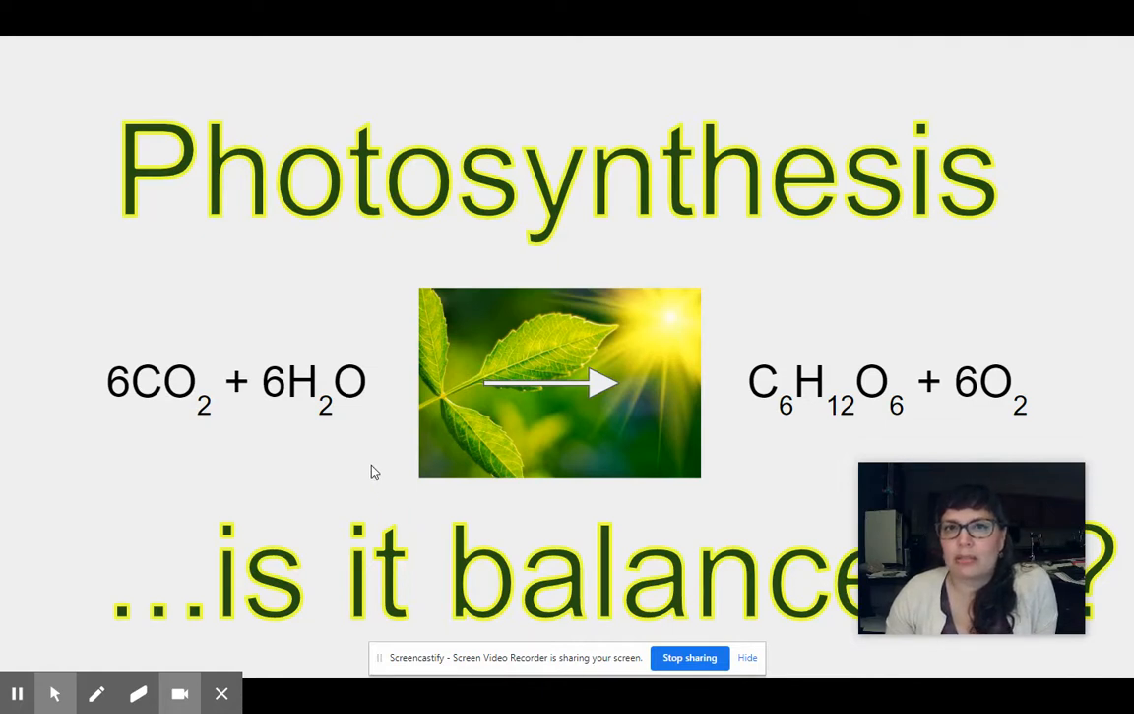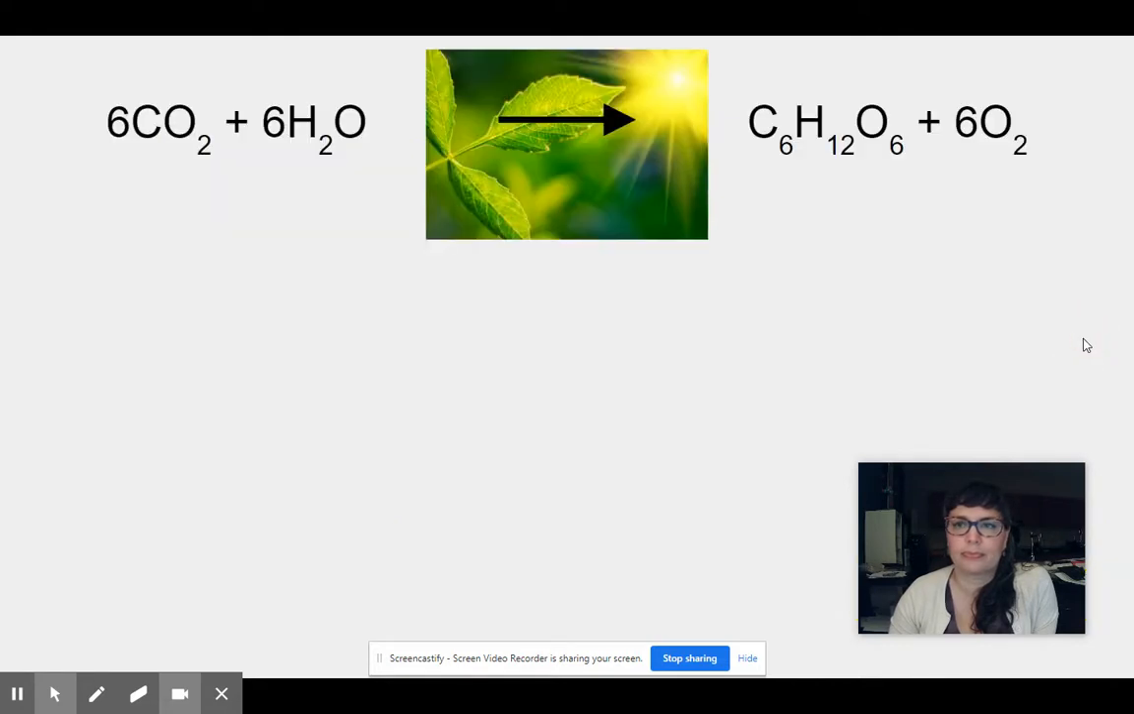Is this balanced? Okay, so you're going to count atoms before this chemical reaction happens, and then I want you to count atoms after. Okay? So let's count them together. We're going to start here on the left side and work our way to the right. We're going to write out our atoms first, our elements. The type of atoms is an element. So write those out first. Carbon, oxygen, hydrogen, oxygen.